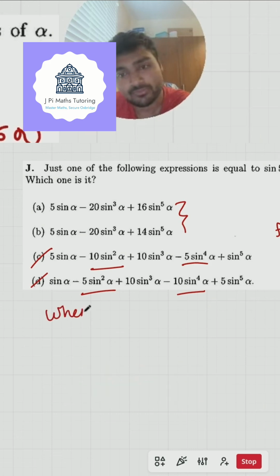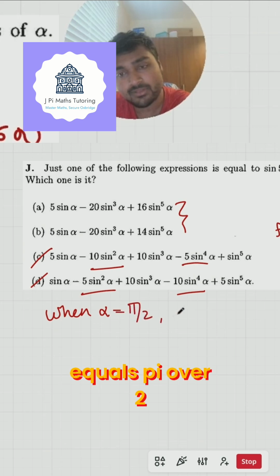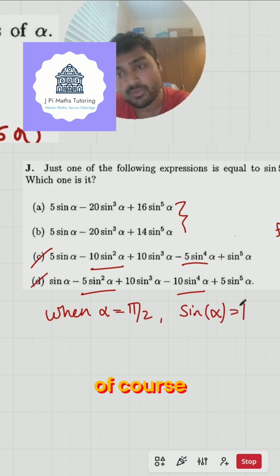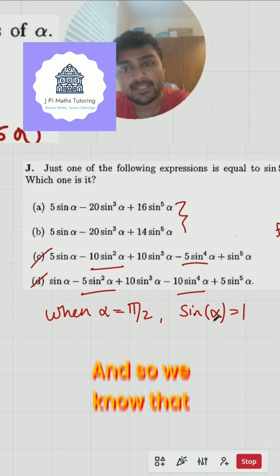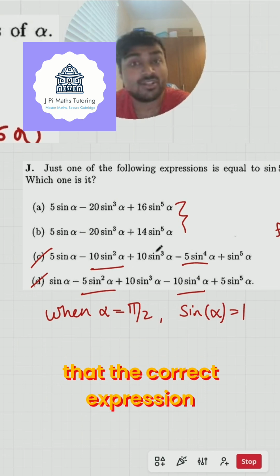So when alpha equals pi over 2, sine of alpha is of course 1. What is sine of 5 alpha? Well, that's sine of 5 pi over 2, which is the same as sine of pi over 2, which is 1. And so we know that the correct expression should evaluate to 1.